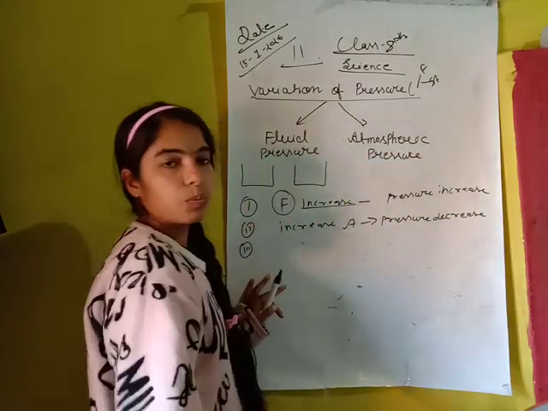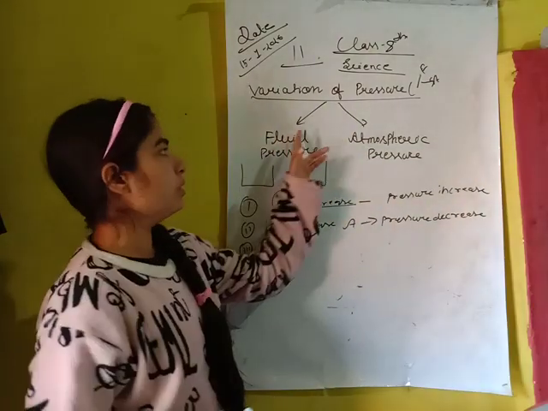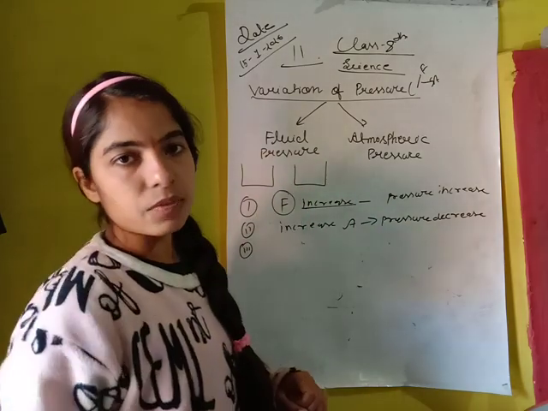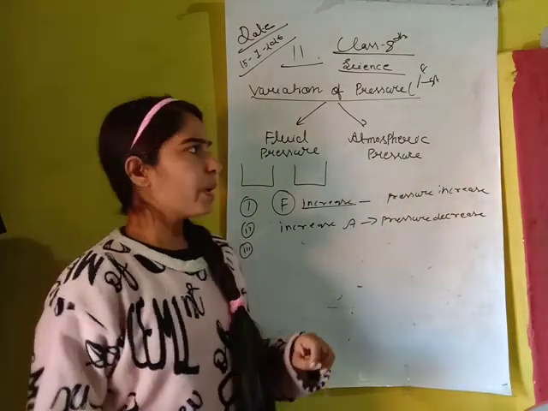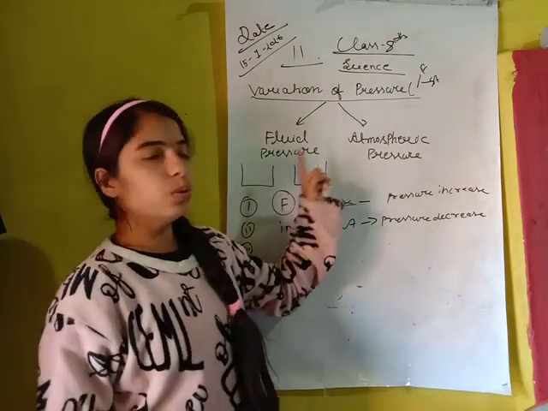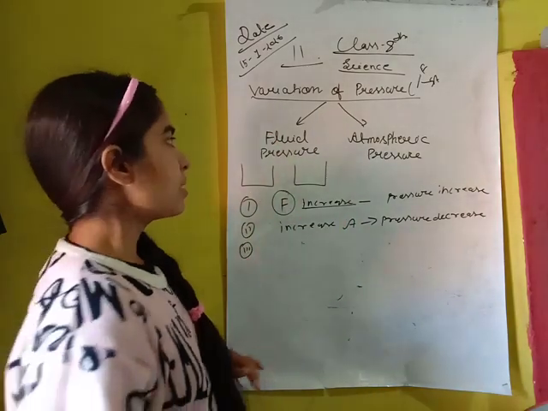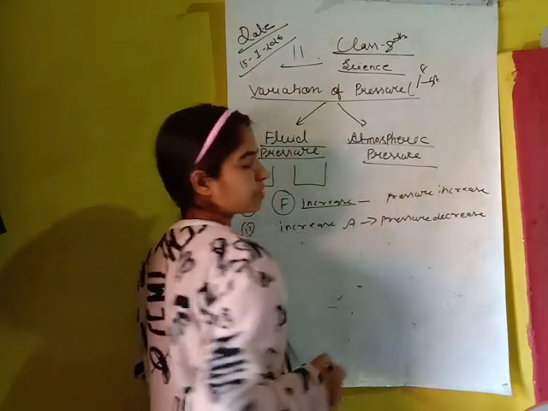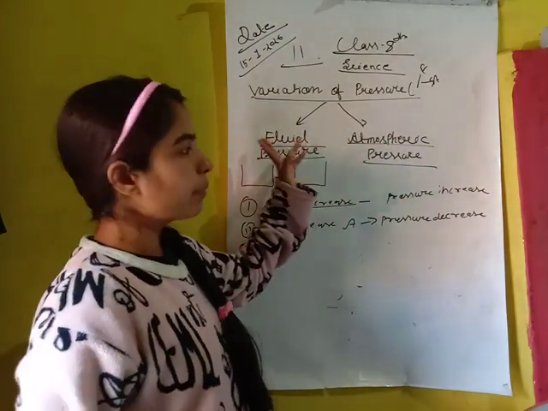Now let's know what the variation or types of pressure are. According to the state of a substance or matter, the pressure is also divided into two classes. First is fluid pressure and second is atmospheric pressure. This is a variation of pressure.